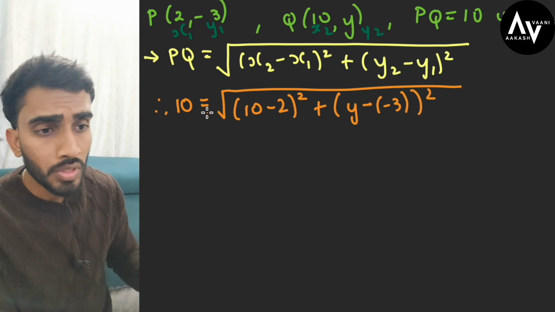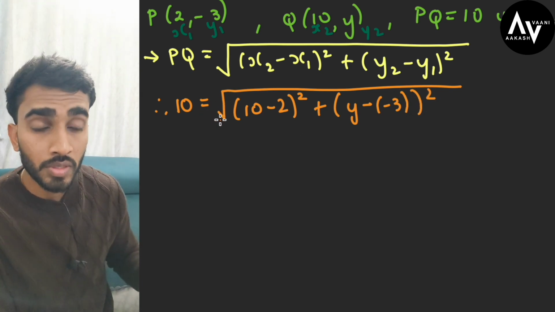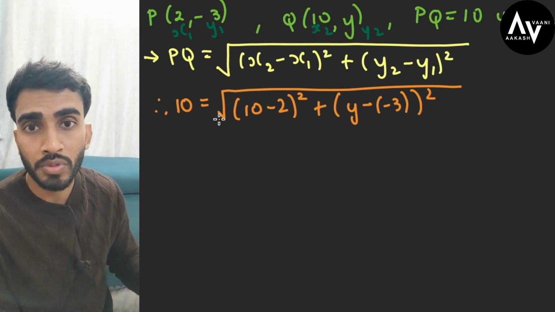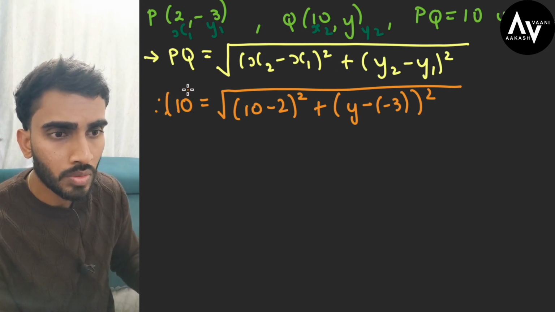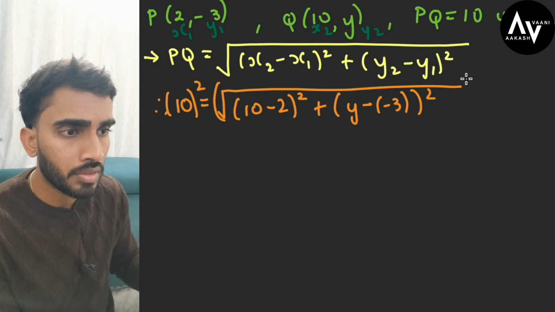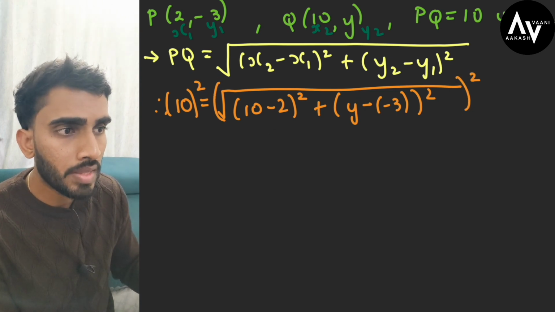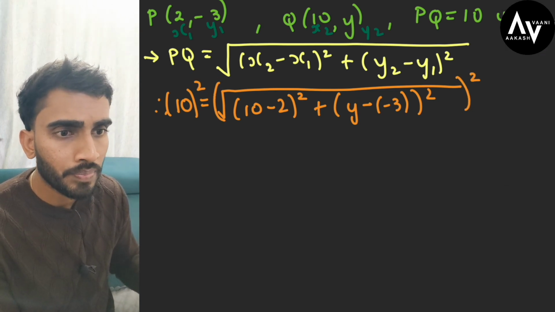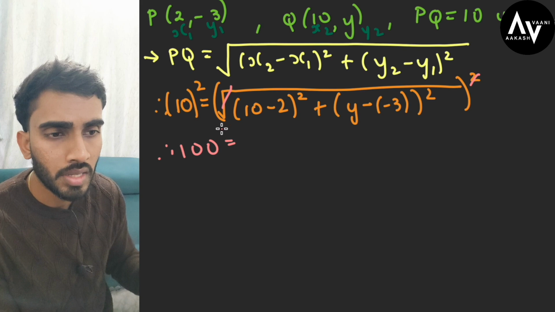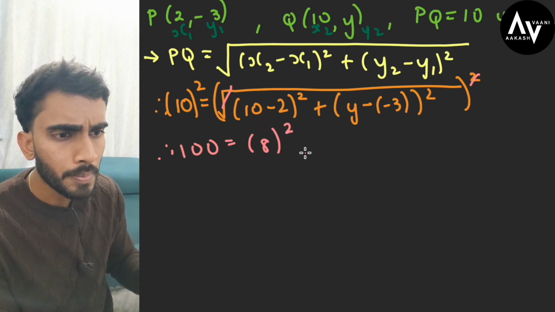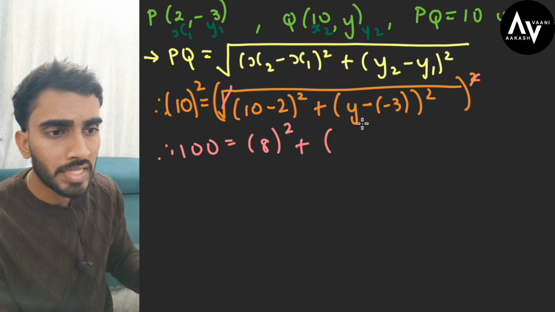Now the first step is to remove the square root here, which is disturbing. In order to remove the square root, we have to do the square on both the sides. So 10 square, and here also we are doing the square. As a result, 10 square will become 100, and here the root and square are going to be cancelled. And here 10 minus 2, we will get 8 the square, plus y minus minus will become plus 3 the square.